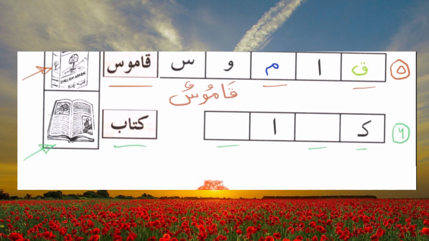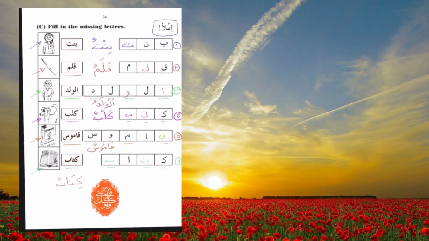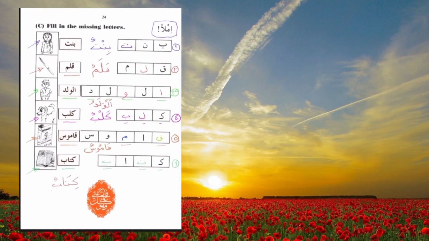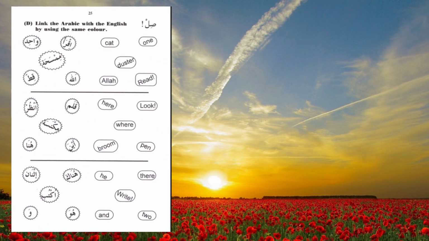So I have the ki or the k. There's the t and the b. So together it gives us the word kitab. Kitabun. Okay, so that concludes page 24. Let's move on to page 25.